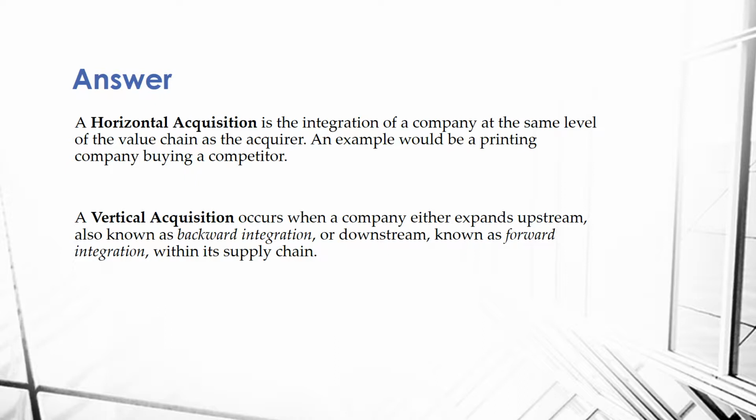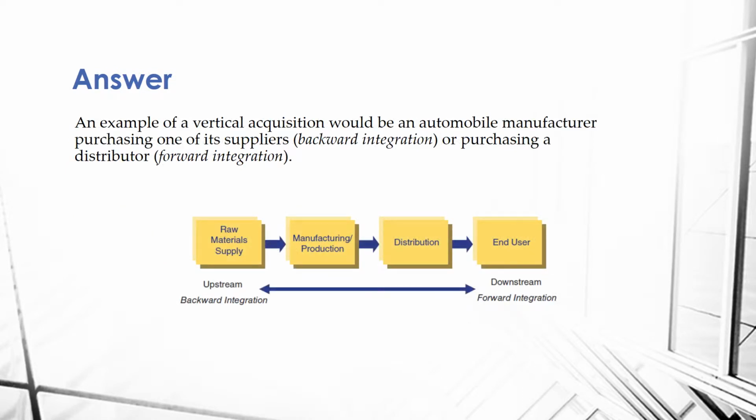A vertical acquisition occurs when a company either expands upstream, also known as backward integration, or downstream, known as forward integration, within its supply chain. An example of a vertical acquisition would be an automobile manufacturer purchasing one of its suppliers, a backward integration, or purchasing a distributor, which would be a forward integration.